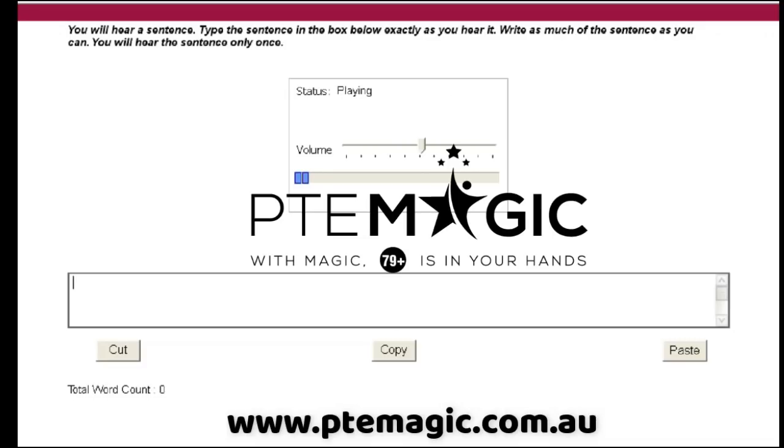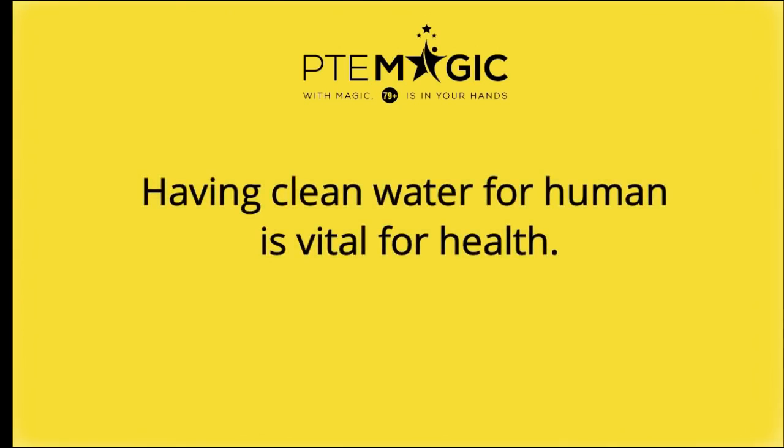Having clean water for human is vital for health.